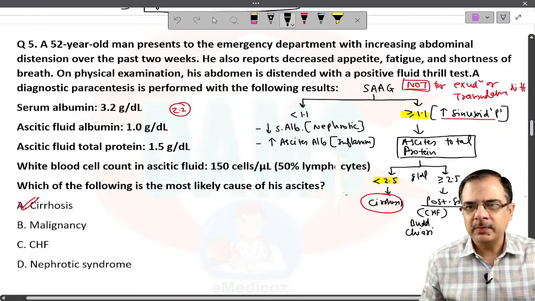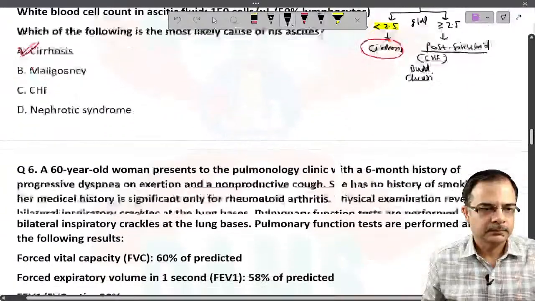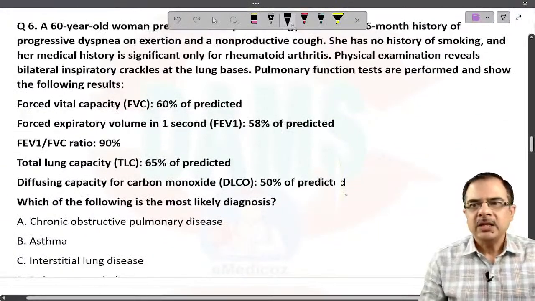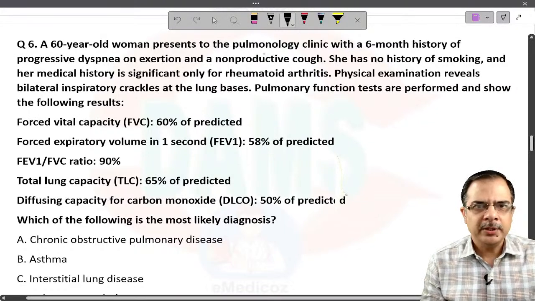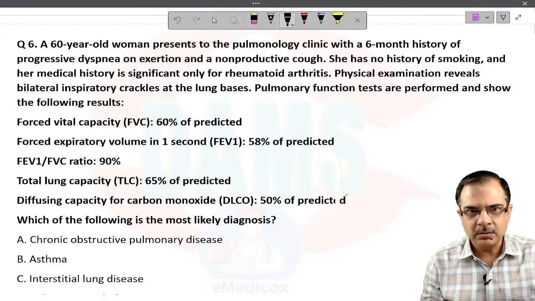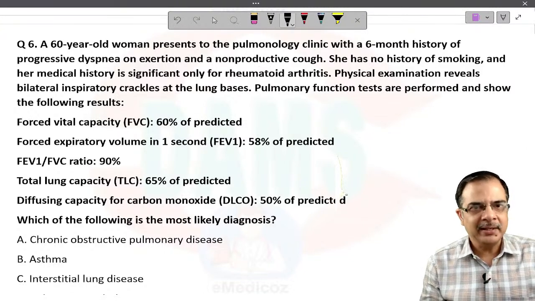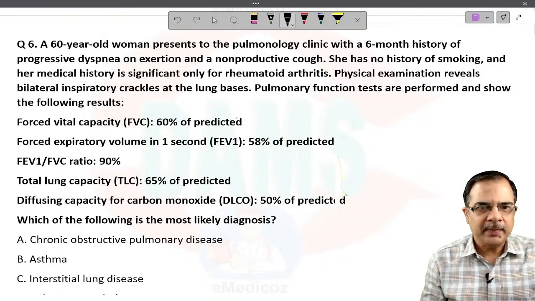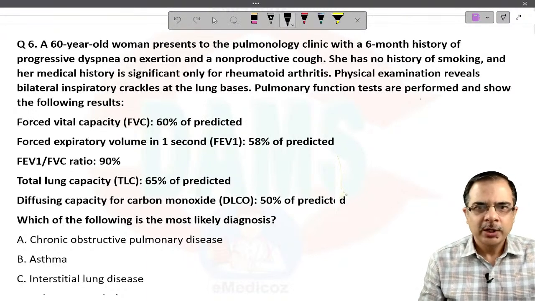Now, coming to question number 6. This question is on the respiratory system. A patient presents to the pulmonology clinic with a 6-month history of dyspnea and non-productive cough. There is no history of smoking. Medical history is significant for rheumatoid arthritis. These are the pulmonary function tests given here. So how to approach such questions? Always follow the flow chart.